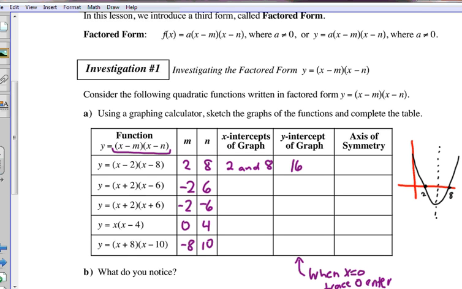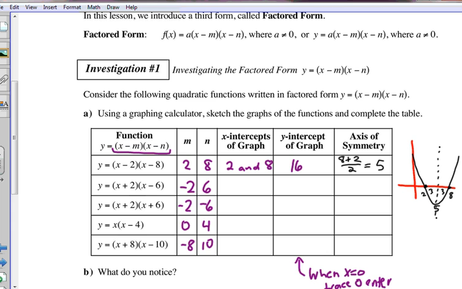Halfway. How would you find the middle number between two numbers? Add them and divide by 2. So 8 plus 2 is 10, divided by 2 is 5. The distance is 3 away, 3 away. Right? That was not so hard.